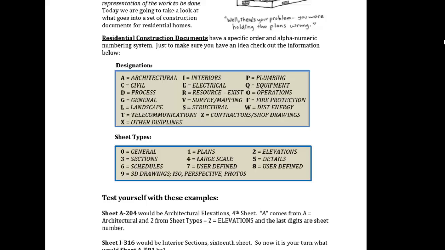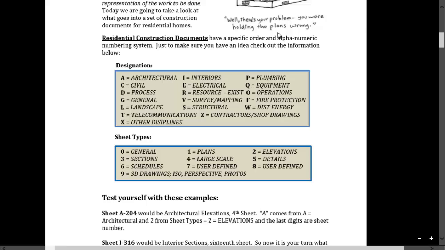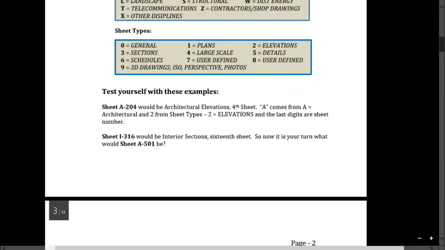These documents are made up of alphanumeric pages or sheets. For instance, if you were looking at sheet A-204, you would be looking at a designation of architecture. The 2 would be elevations, and it would be the 4th sheet. So A-204 would be architectural elevations, the 4th sheet. It's really easy once you know how to read them.